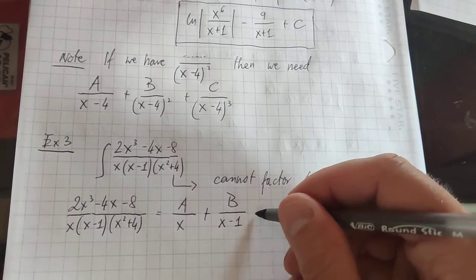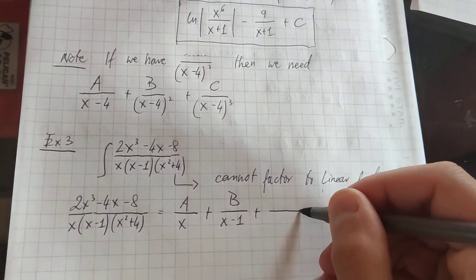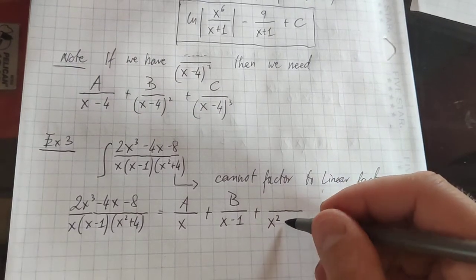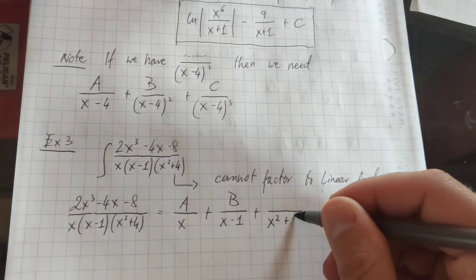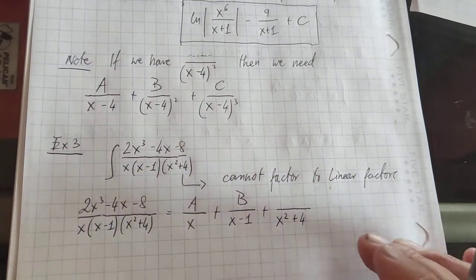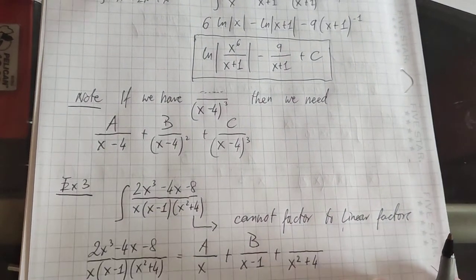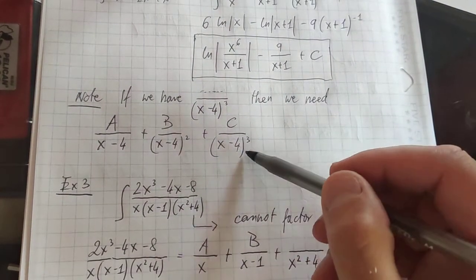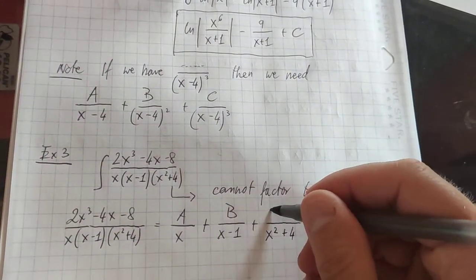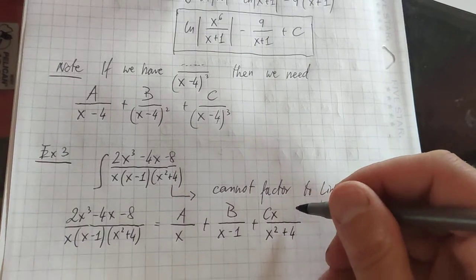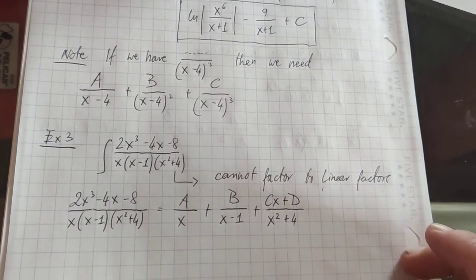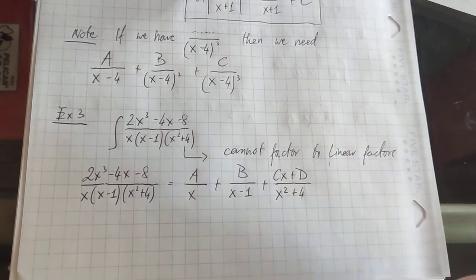And then here, this is different. I'll have this quadratic factor, x squared plus 4, that I cannot decompose into linear factors. Like over here, I was still able to decompose this into linear factors, but here I cannot. So that means that here on the top I need to have a linear factor.